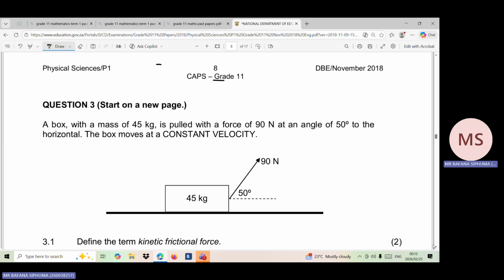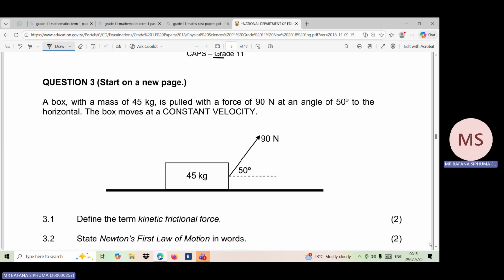Good. So this is question number 3. A box with a mass of 45 kg is pulled with a force of 90 Newton at an angle of 50 degrees to the horizontal, and then the box moves at a constant speed. I want you to highlight this part first. Constant speed. I've explained this a lot of times to those who attend my lessons.